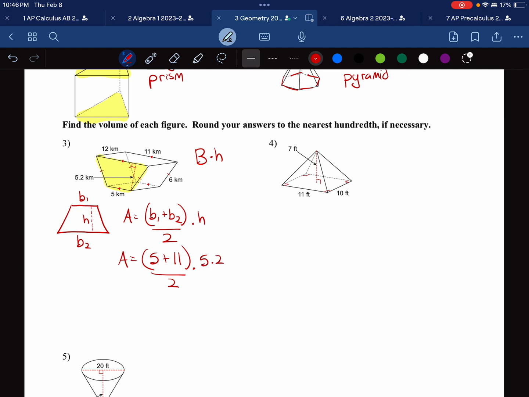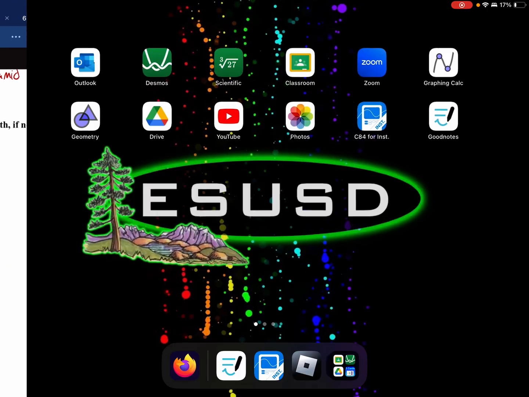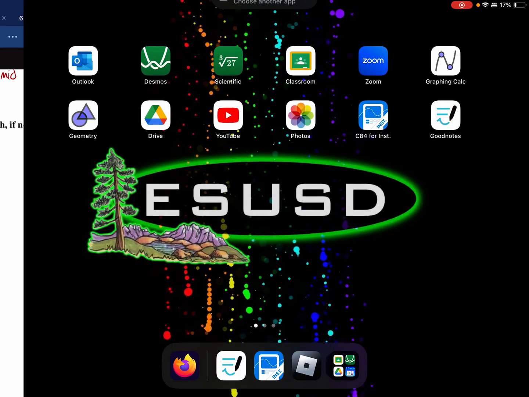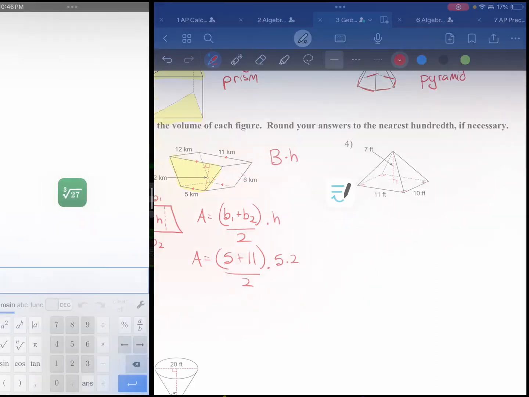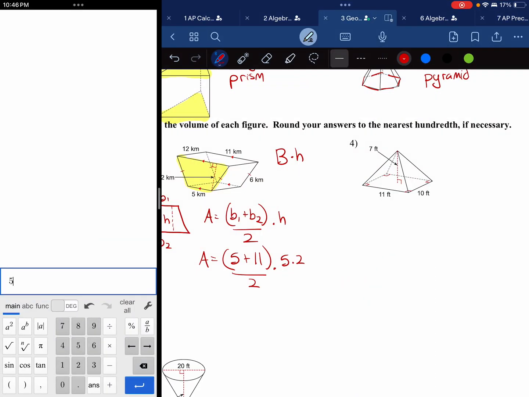I have the ability to use a calculator, so we might as well do that. Let's get my scientific calculator up here. There you go. So I'm going to do 5 plus 11, and then that whole entire thing, put parentheses, divided by 2, and then we're going to multiply by 5.2. And that area here is going to be 41.6. So that's the base area.